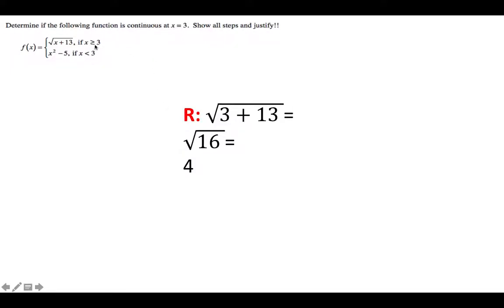If there was no equal sign right here, greater than or equal to right here, then we'd have a problem. But as long as the left and right hand side limits here are equal, then you have a continuous function otherwise. Let's go ahead and plug in 3 to the left side. 9 minus 5 is 4. And again, that agrees with what we just graphed on Desmos.